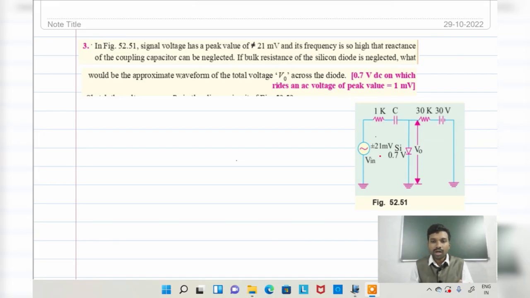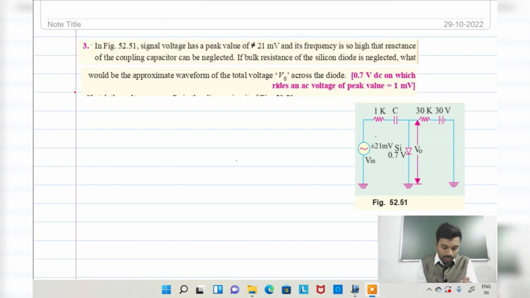So first of all, how many sources are present? 2 sources are present. If 2 sources are present, I cannot directly calculate the V0 value. I can apply the superposition theorem. In the superposition theorem, only one voltage source acts alone, and all the remaining sources are deactivated. So first of all, I am going to consider the DC case. The 30 volt source acts alone and the remaining sources are deactivated.